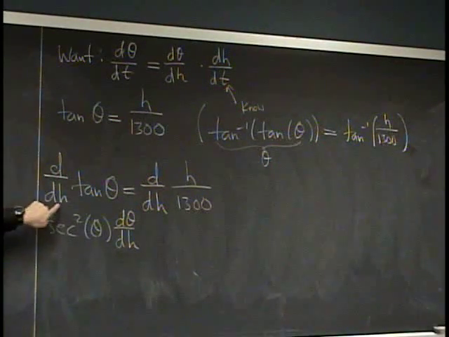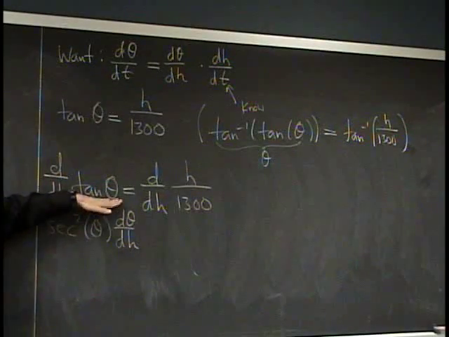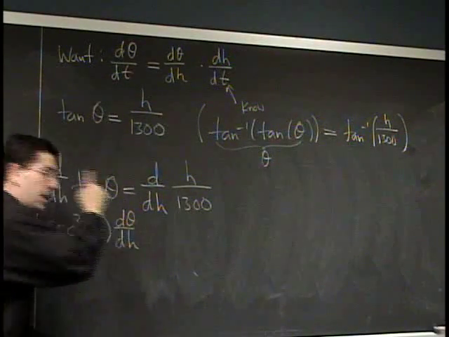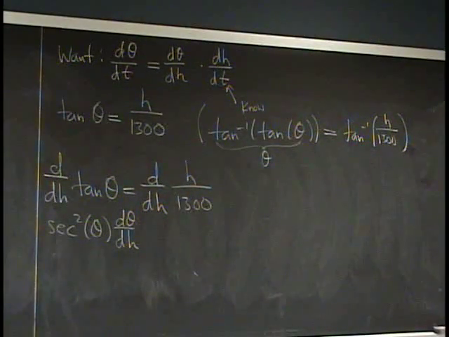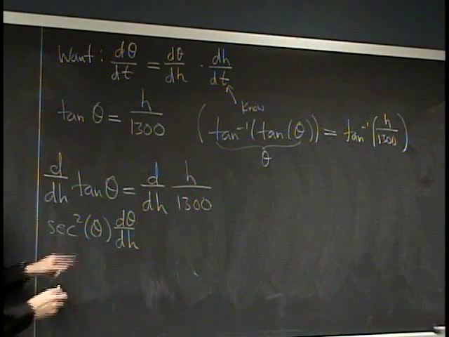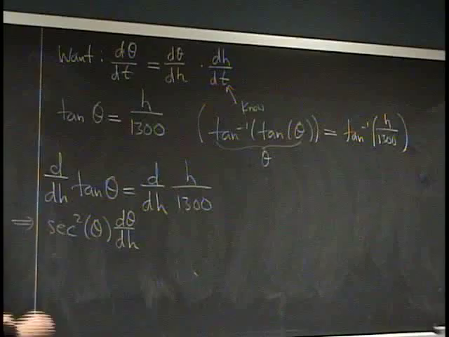Okay? Theta is a function of h. So if I take the derivative with respect to h, I can't just take the derivative here. I also have to multiply by d theta dh. Right? That's what the chain rule tells us we have to do. It's just like when we had y's showing up in the equation, and you took the derivative. You did the outside, and then you had to multiply by dy dx, or by y prime. So that's what happens to the left side.